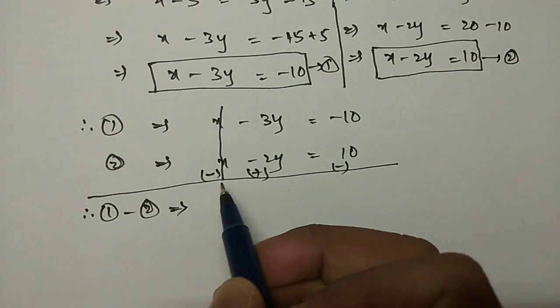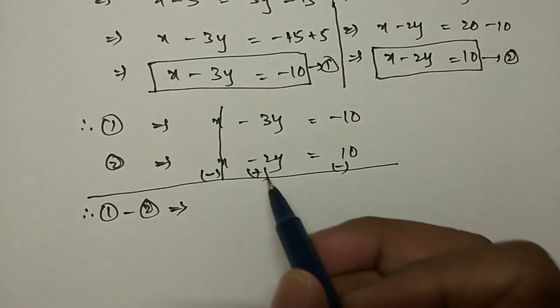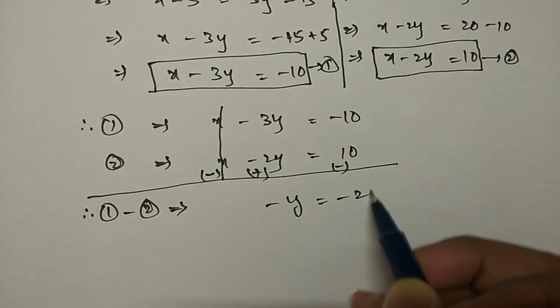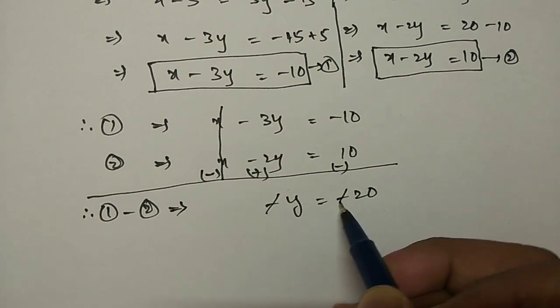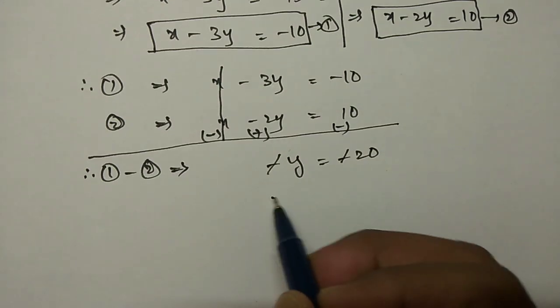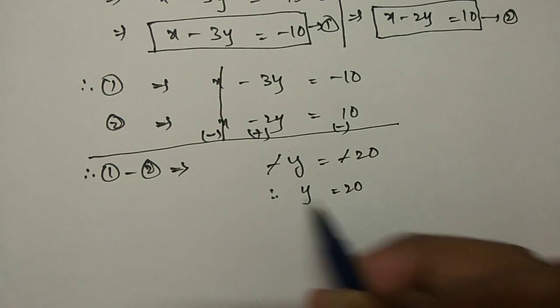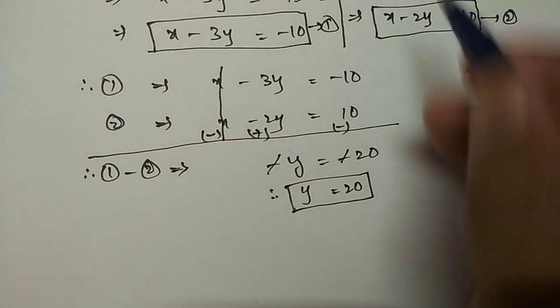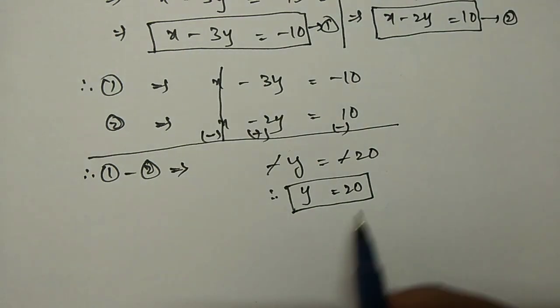So plus x minus x is 0. Minus 3y plus 2y is minus y. Minus 10 minus 10 is minus 20. So minus gets cancelled. Therefore y equal to 20. y means Sonu's age. So Sonu's age is 20 years.